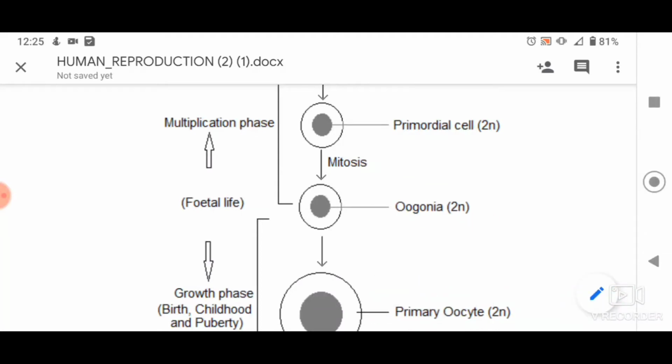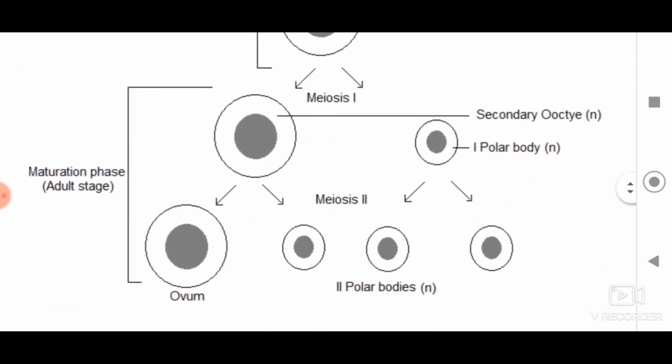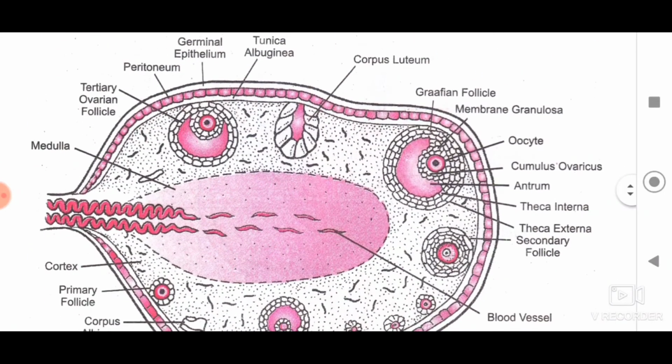Further, my dear friends, in the case of human females there are a pair of ovaries. Where are the ovaries located? The ovaries are located in the pelvis, one on each side of the abdominal cavity. As we all know, they have the fallopian tubes which are connected to the uterus.